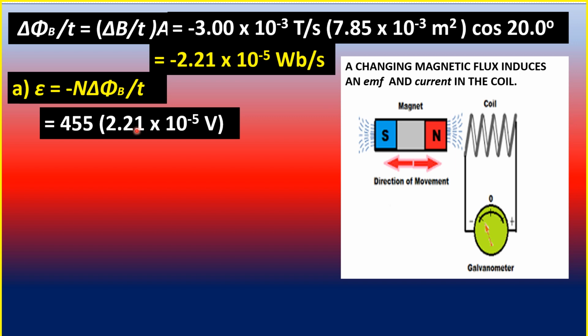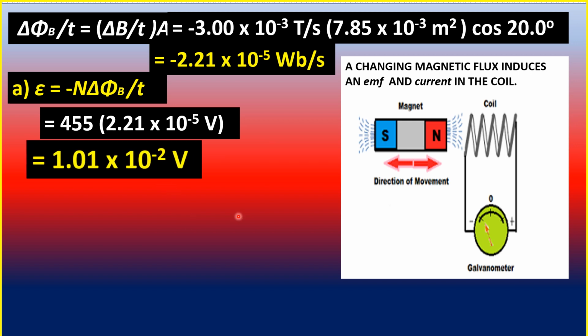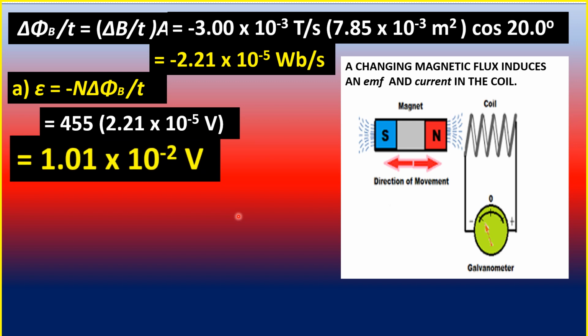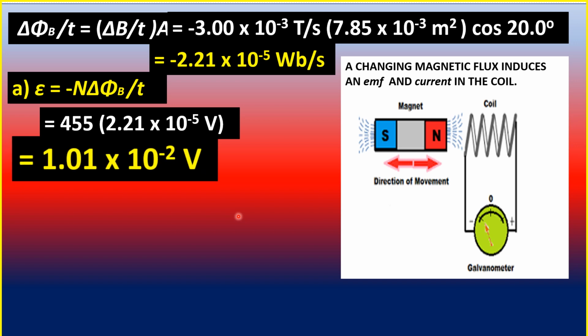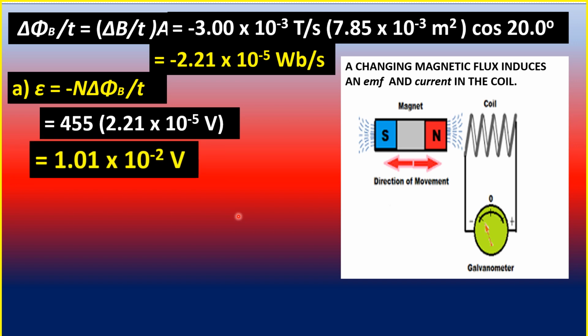Why did this become positive? It is because delta phi over t is supposed to be negative, but in the formula of Lenz's and Faraday's laws, there is a negative sign. So, negative of negative, this becomes positive. Simplifying, we get the value for the induced EMF equal to 1.01 times 10 to the negative 2 volts. Alright, so that is the answer to letter A, which is the magnitude of the induced EMF in the coil.